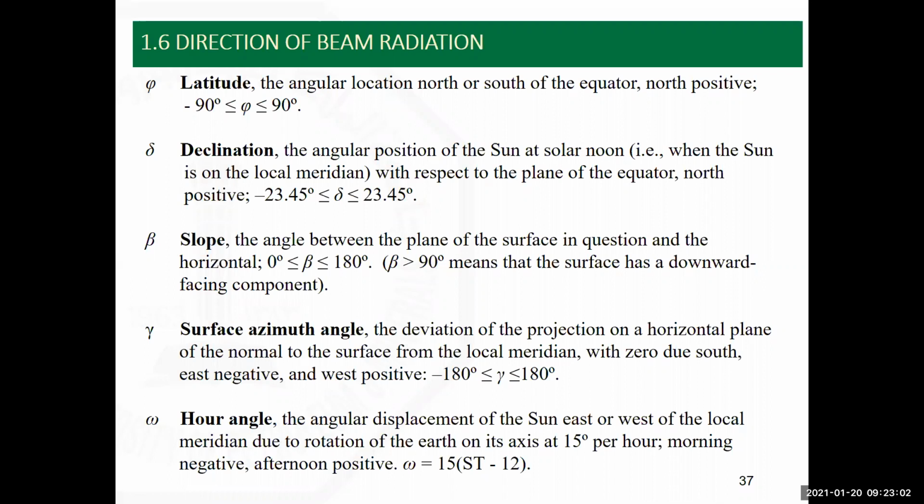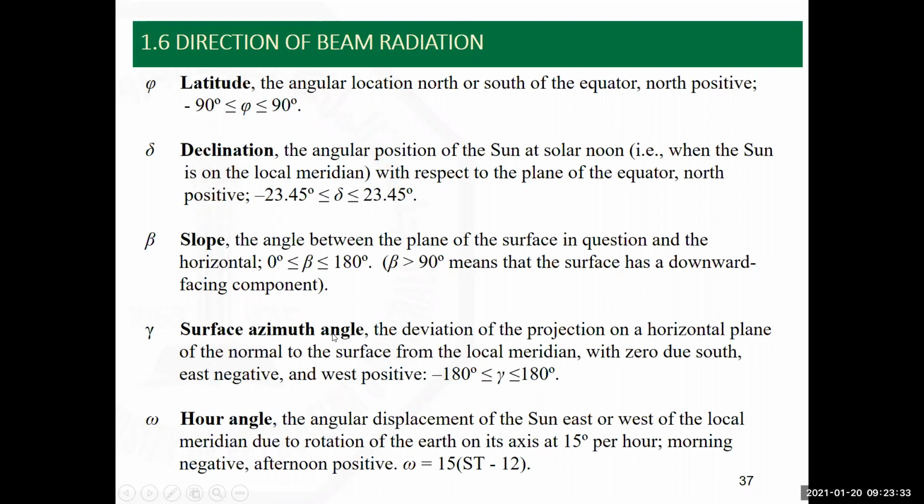And we'll see a couple of correlations that provide us with the value of delta. Beta is the slope that you make for your solar collector. If the value is 0, then it is horizontal. If it's 90, it's vertical. And if it's more than 90, then it will be facing the ground, which you will not see, practically speaking. When you put a solar collector, you need it to face the sun, not the earth.